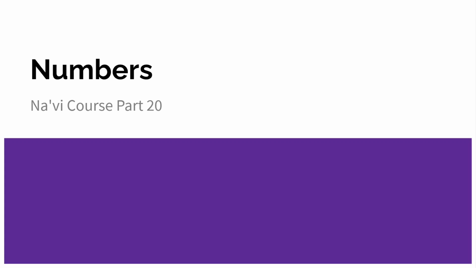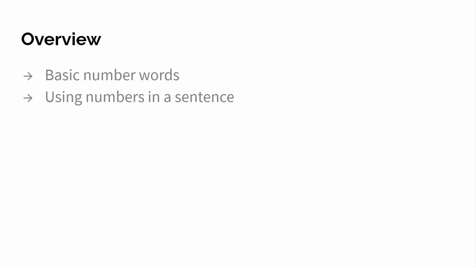Today, like you can see, we will talk about numbers. Here's a short overview what we will talk about in particular. First, we will look at some basic number words. We will see how to use them in a sentence. Then we will do some mathematics, because the NatWi use the octal number system while we use the decimal one.